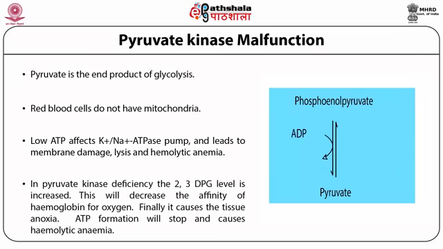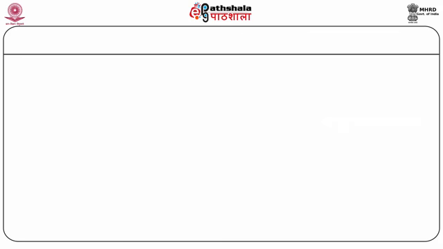In pyruvate kinase deficiency, 2,3-DPG level is increased. This will increase the affinity of hemoglobin for oxygen. Finally, it causes the tissue anoxia. ATP formation will stop and causes hemolytic anemia.